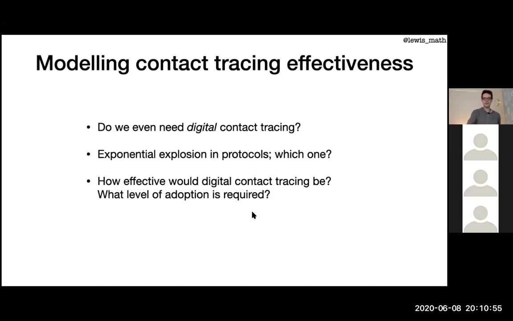And then the $64 question for everybody, the major question, is: how effective is it likely to be? And then the big question, if I'm the government, is: what level of adoption, what proportion of the population, do we actually need to download this app in order for it to be effective?